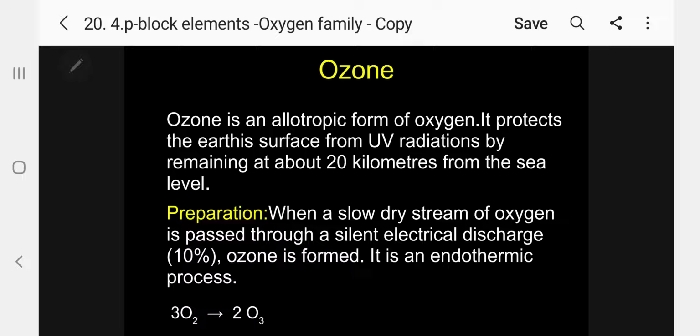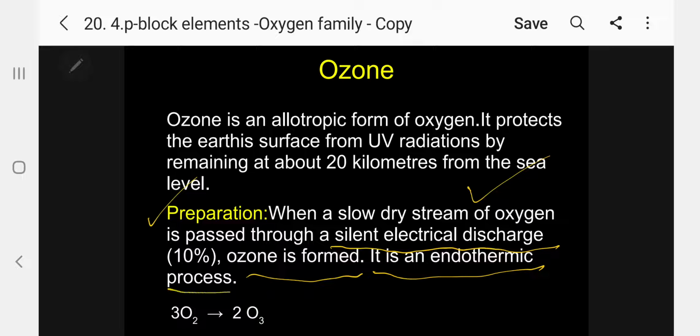So, what is the preparation? How do we have to prepare ozone? When a slow stream of oxygen is passed through a silent electrical discharge, 10% ozone is formed. Very, very simple preparation. It's an endothermic process. Kindly follow. So, we are passing a slow stream of oxygen through a silent electrical discharge, and ozone is formed. 3 moles of oxygen gives 2 moles of ozone. So 10% ozone is formed.